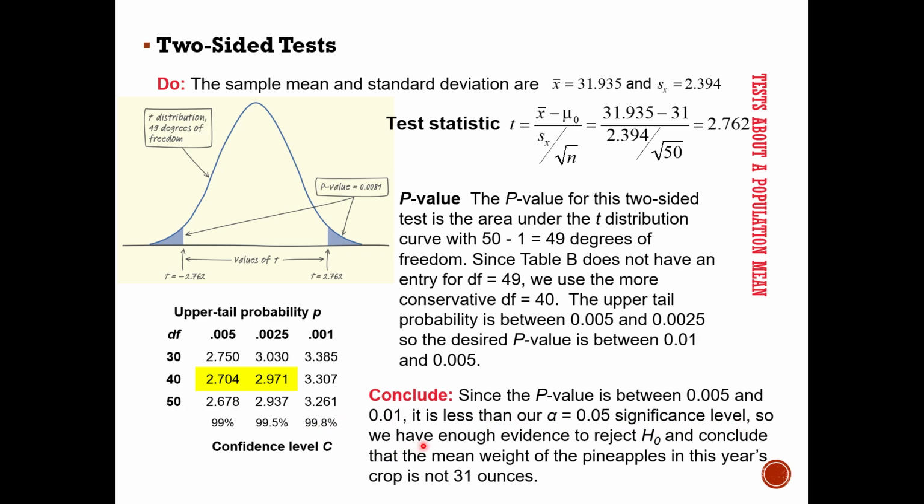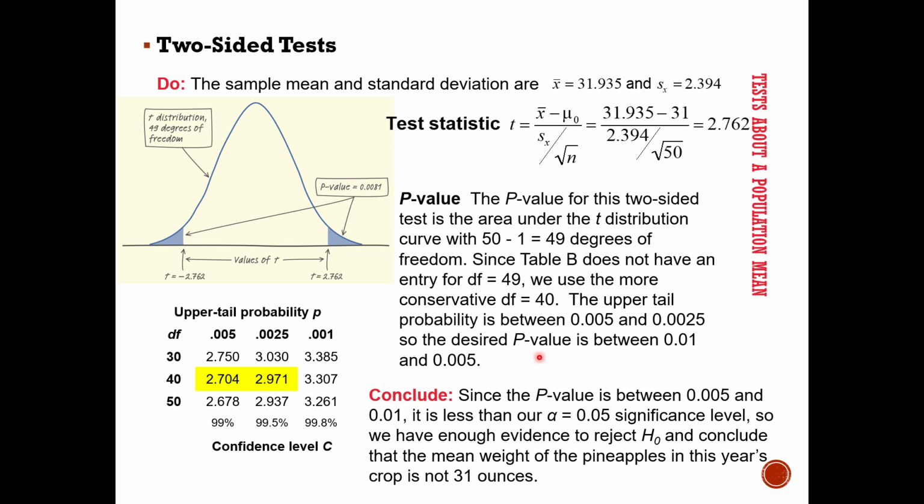That means we've got enough evidence, or you could say sufficient evidence, to reject H0 and conclude that the mean weight of the pineapples in this year's crop is not 31 ounces. Please notice a couple things. We did not ascribe a direction to this conclusion, right? All we're concluding is that the mean weight of the pineapples in this year's crop is different from 31 ounces. Not less, not more, just different.